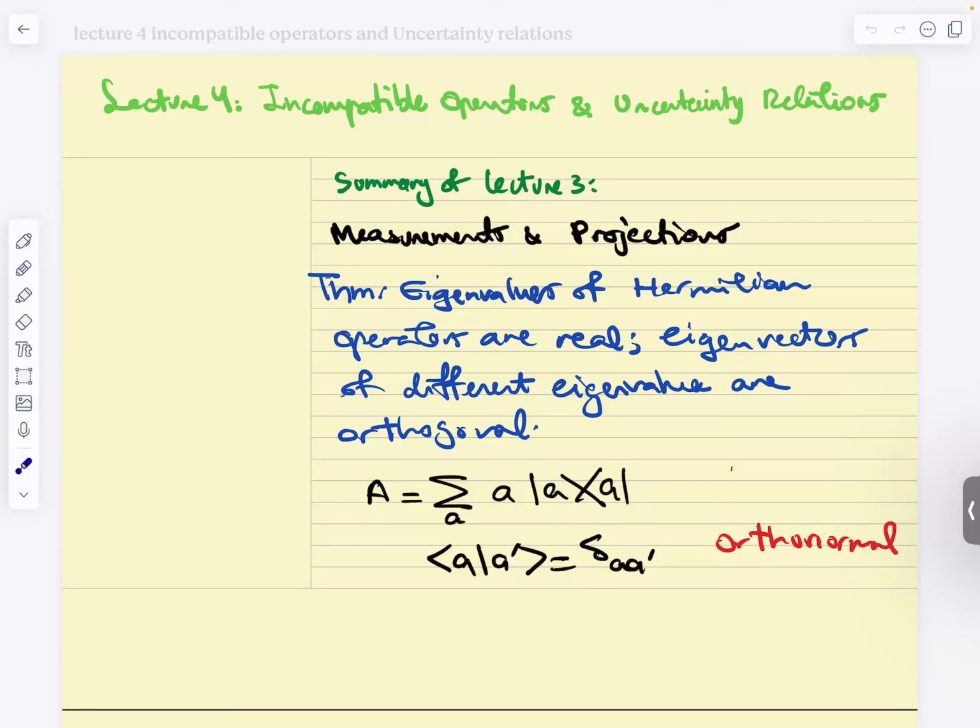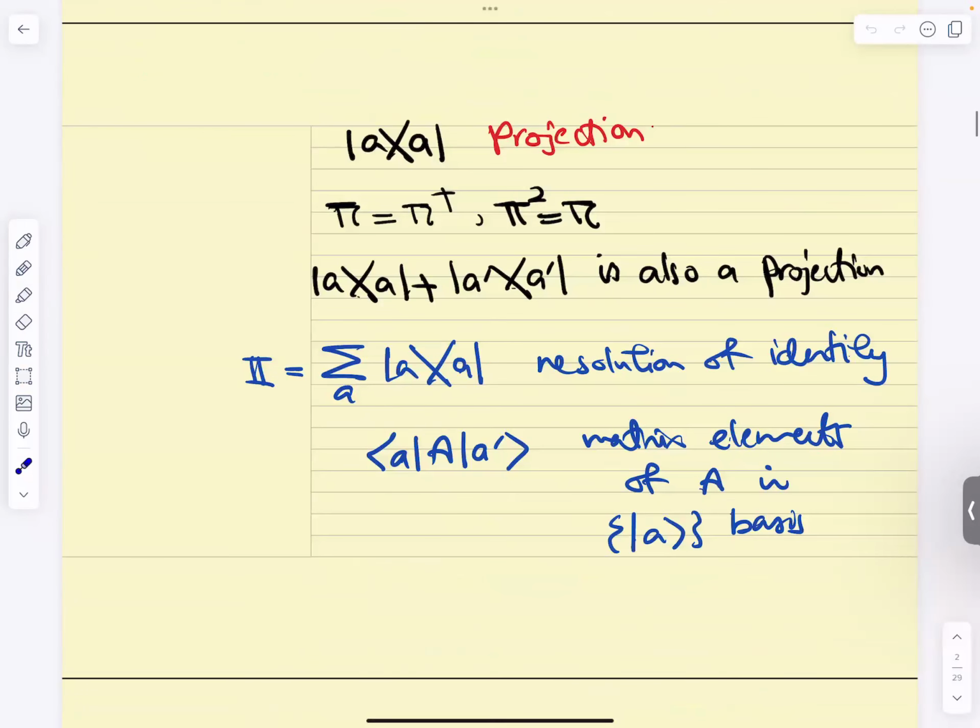And in this basis, the matrix is diagonal. These are the eigenvalues, and these are the eigenvector, eigenket, and eigenbra, right? So this is a diagonal matrix. Every Hermitian operator in the basis of its eigenvectors is always diagonal. As I said, we make them unit norm, so that our basis is orthonormal. We said that this is a projection, ket A bra A.